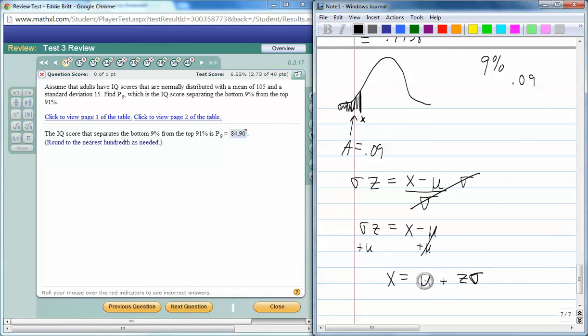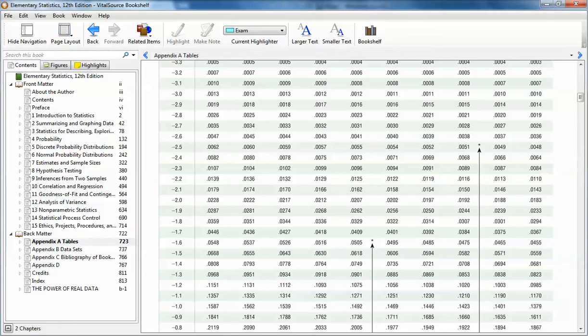I have the mean, I have the standard deviation. I was given those, and I want the x value, so I had to solve my formula for x. I just need to figure out the z-score that corresponds to an area of 0.09. So I go to my z-score chart, and I'm looking at these areas, not at the z-scores at first. I want to get as close to 0.09 as I possibly can.